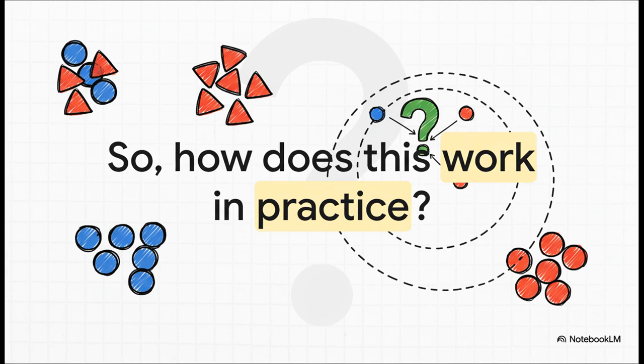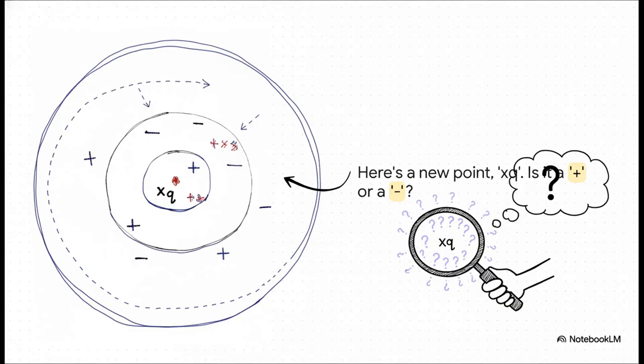Imagine we have a chart with a bunch of data points, and we're about to drop a brand new one in. Our job? Figure out where it belongs. All right, take a look at this. We've got a whole bunch of data points that are already labeled as either a plus or a minus. And then, bam, right in the middle, we have our new query point, XQ. It's our mystery neighbor. Just by looking at where it's sitting, what's your gut tell you? Is it a plus or is it a minus? Let's see what KNN thinks.